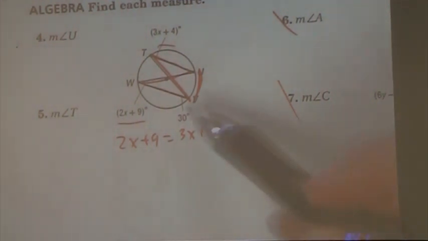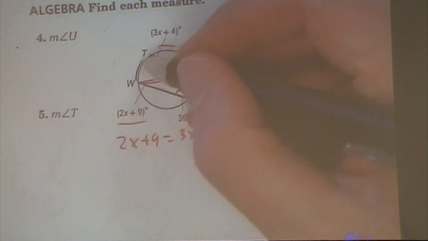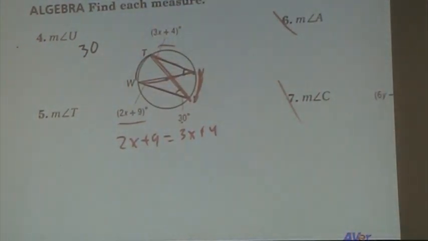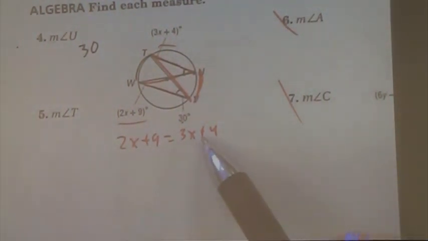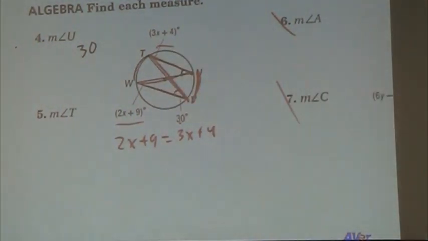Oh, I know why they give you that 30. Because angle V hits this arc and angle U also hits that arc. So 30 equals U. There you go. Okay, I was confused why they gave you that 30. Anyway, solve that expression, you'll get your x, substitute your x in for t to figure out the measure of that angle.